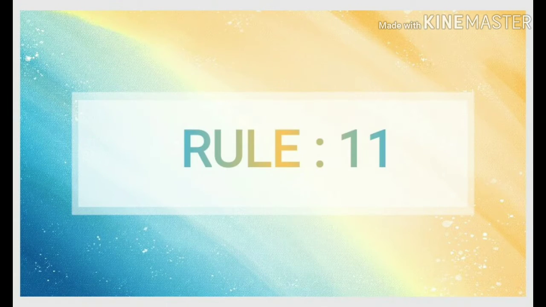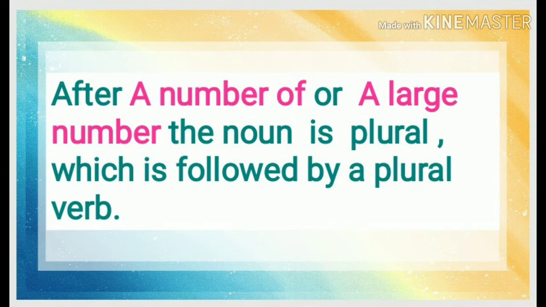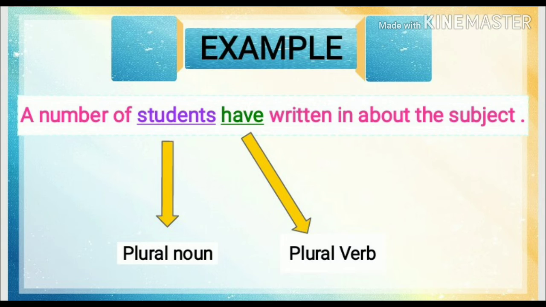Rule number 11 is, after a number of or a large number, the noun is plural which is followed by a plural verb. This is the example of it. A number of students have written in about the subject. After a number of, we use the plural noun students followed by the plural verb have.